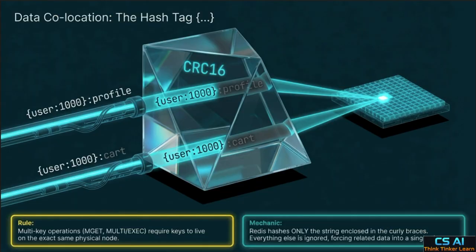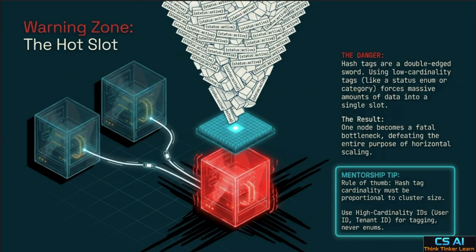How do we handle multi-key operations? Use the hashtag. If you have a user profile and a card and you want them on the same physical node, you wrap the user ID in curly braces. Redis hashes only the string inside those braces. Everything else is ignored, forcing related data into a single slot. This is mandatory for operations like mget or multi-key transactions.